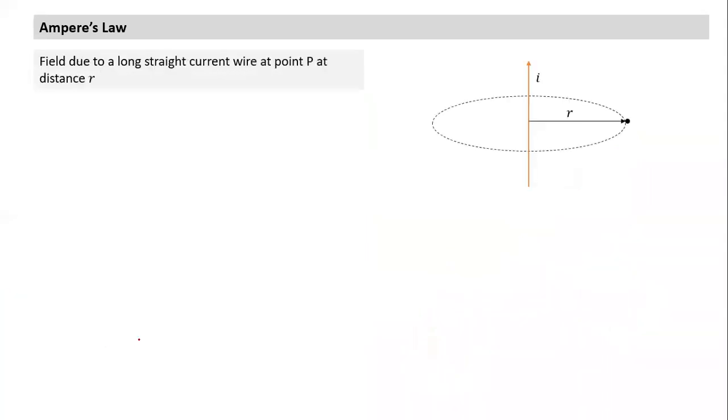Let's take a simpler case. How do you apply this? Perhaps this gives you some idea. Field due to a long straight wire at point P at a distance r. Assume that we don't know the formula for the magnetic field due to an infinite straight wire. So this is a straight wire, with current going in the upward direction. I want to find the field at point P, which is a distance r from the infinite current element.